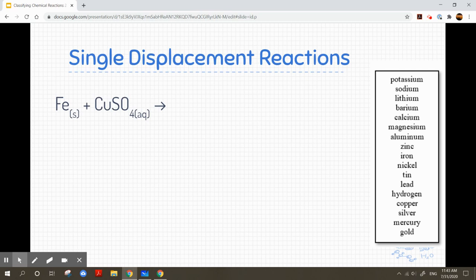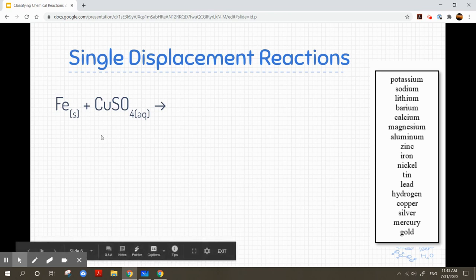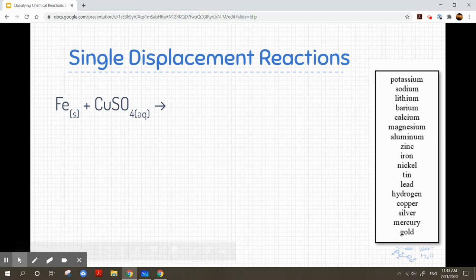Okay, so here we have a common single displacement reaction, iron reacting with copper sulfate. I'm going to switch over to my whiteboard in a second and write out this reaction. Before I do that, the first thing we're going to check, once you've identified this as a single displacement reaction, is the activity series, to make sure that the iron can displace the copper.